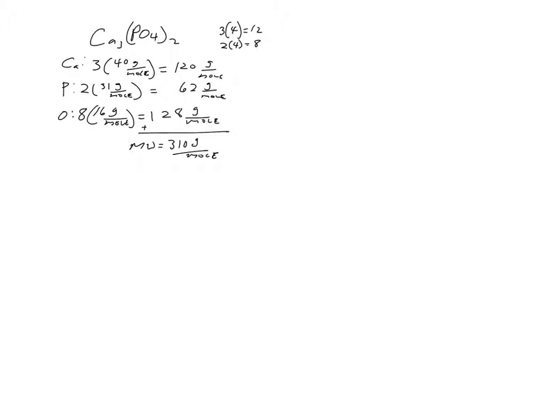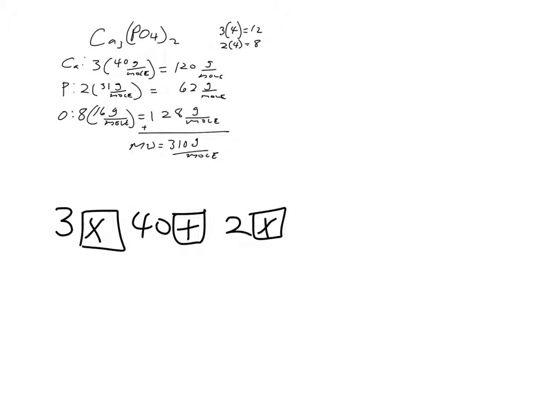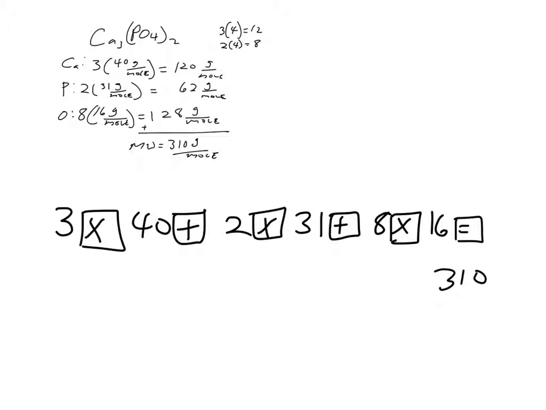For example, I would put this in the calculator in this manner. I would write it as 3 times 40 plus 2 times 31 plus 8 times 16 equals, to get the answer, 310. By inputting into the calculator in this manner, it's just faster and cleaner, and you'll just do your work better.